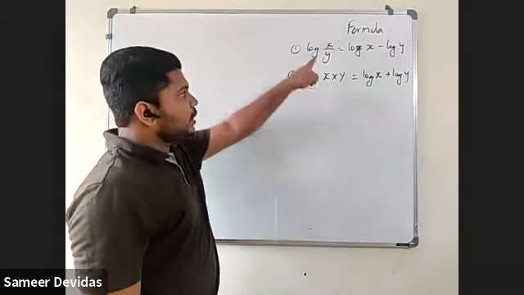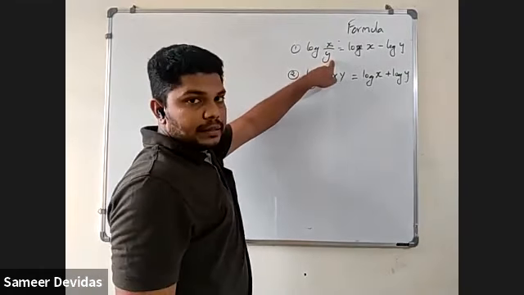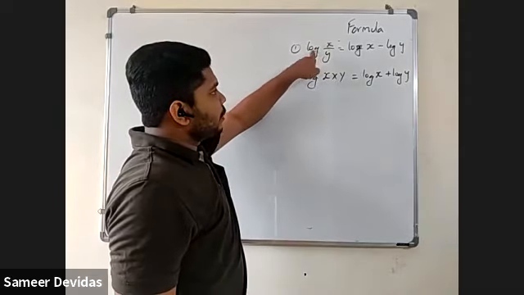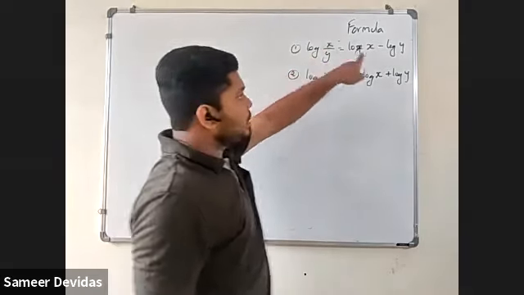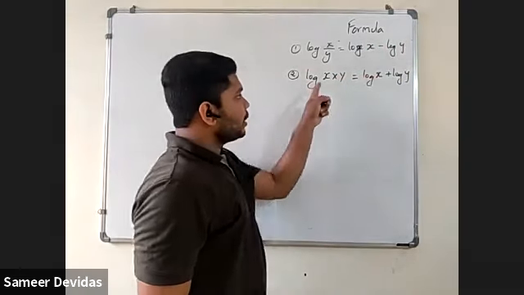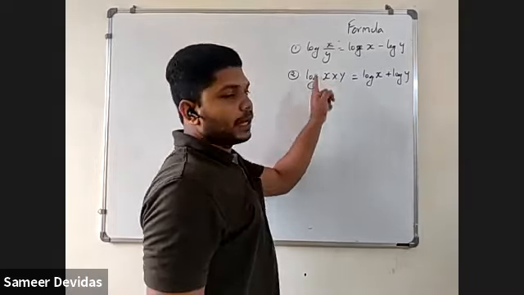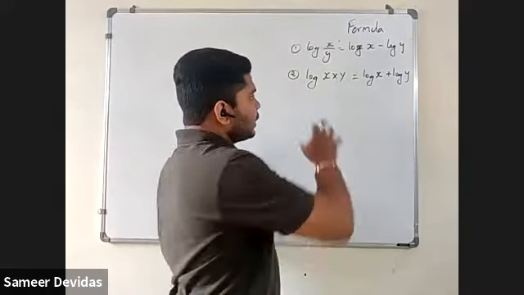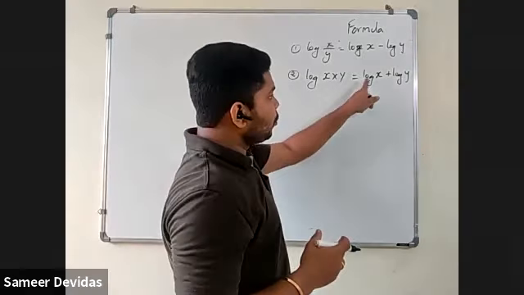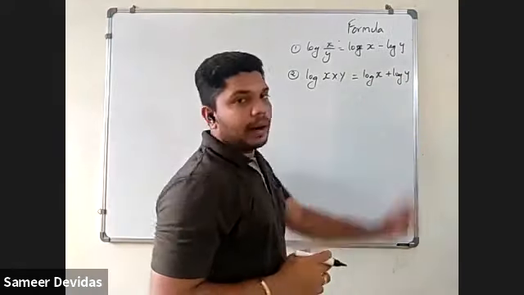So what I have done here: x upon y is a division. If you put a log to this, then the formula becomes log x minus log y. Same here, if two big numbers are multiplying, and you take a log of it, then you need to write it as log x plus log y.